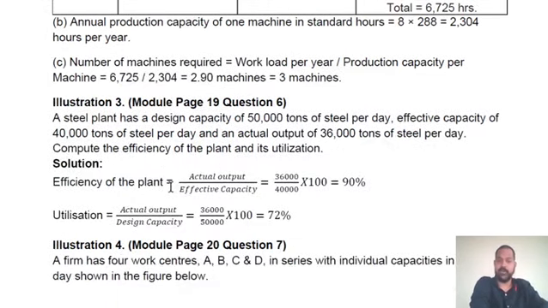Correct? Now the third and the last, which is number of machines required, where workload per year is divided by the production capacity per machine. It is basically how much do you want upon how much do you have. What I want is 6725 divided by what I have, 2304, which is 2.9 machines, but I've told you can't buy machines in decimals, so you will say I'm buying 3 machines.